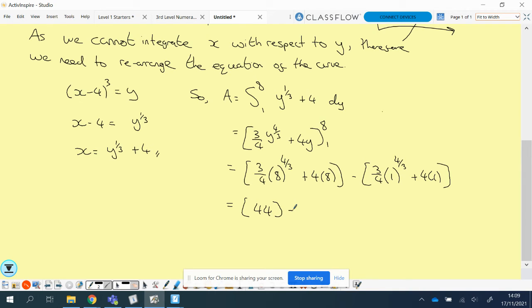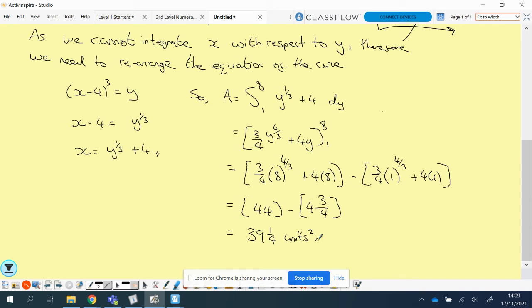Then, okay, we've got fractions to deal with here, but I've got 3 quarters, 1 to the power of that is just 1, plus 4. Therefore, I get the answer 4 and 3 quarters. Therefore, my answer is 39 and 1 quarter, okay?